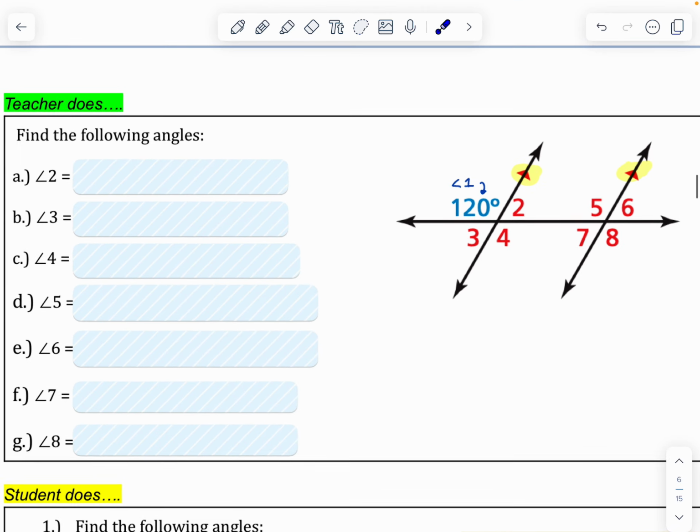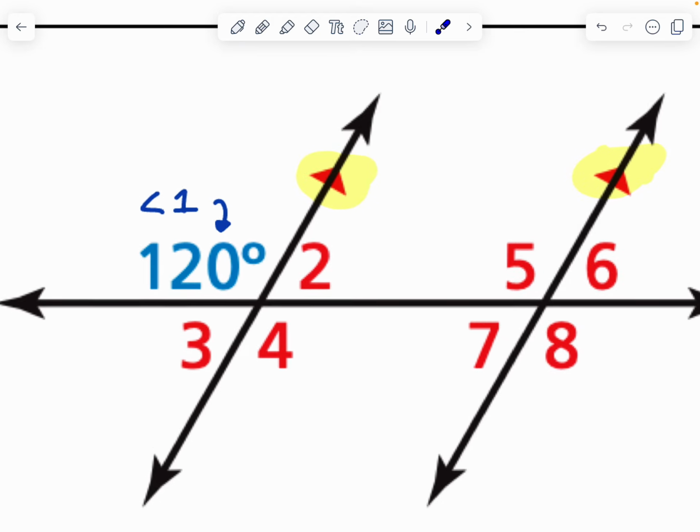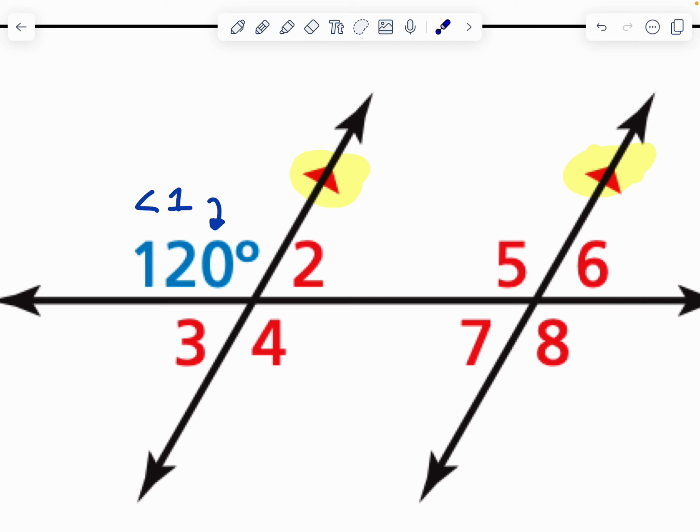Jumping over to our first example here. Notice that I'm looking at two parallel lines that are being cut by a transversal. For the ease of this problem, I labeled this 120 degree angle as angle 1. I would do the same as well. Name that angle 1. We're going to find the measure of all of these missing angles. There are 7 more in this picture.